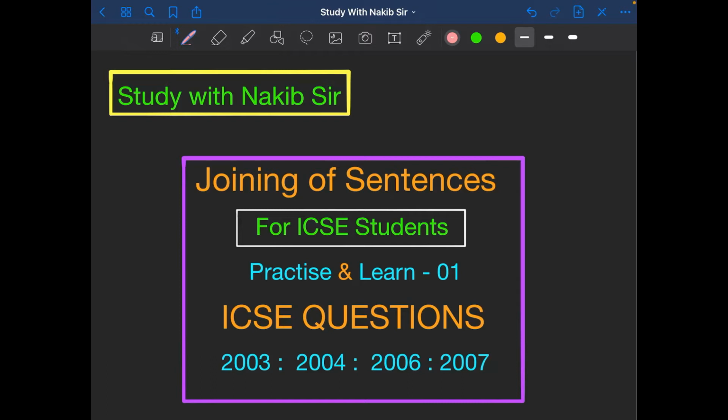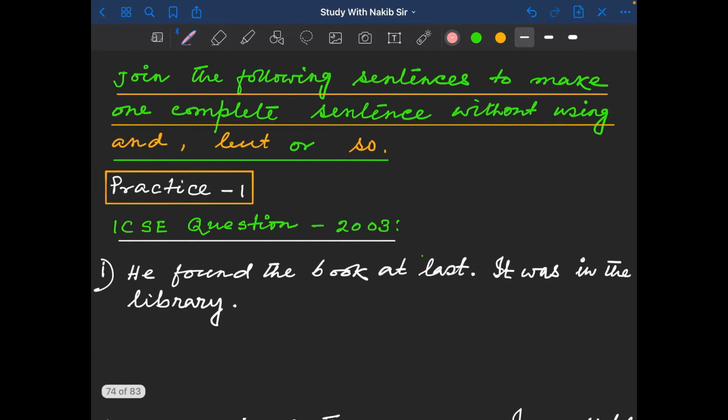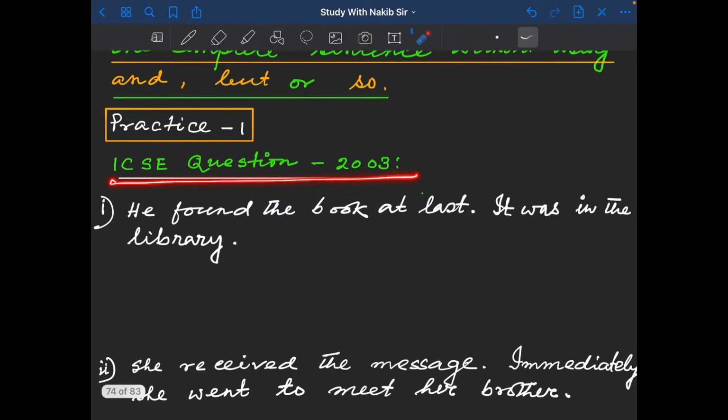Okay. Now come to the question. See the first question. It is the ICSE question of 2003. See the instruction. Join the following sentences to make one complete sentence without using and, but or so. Okay. Practice set 1. ICSE question 2003. See the first question. He found the book at last. It was in the library.